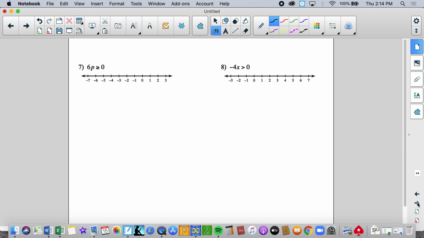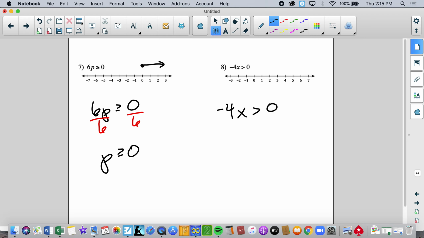And the last set of problems, we have 6p is greater than or equal to 0. p is being multiplied by 6, so we will divide both sides by 6. We get p is greater than or equal to 0 divided by 6, which is 0. We're going to have a closed circle going to the right. Take a moment for number 8 and do negative 4x is greater than 0. Take a second. When you're ready, push play.